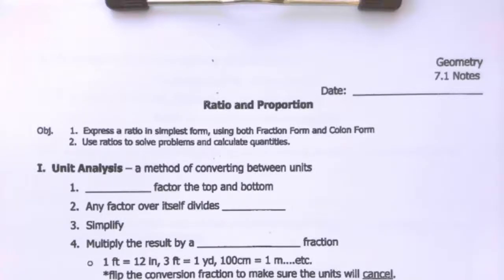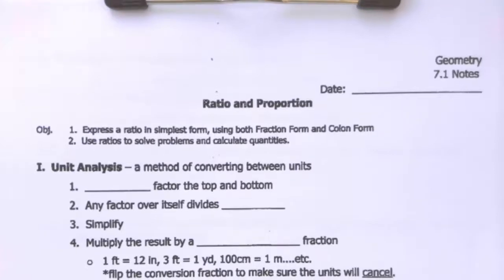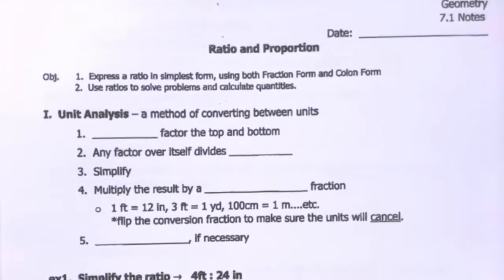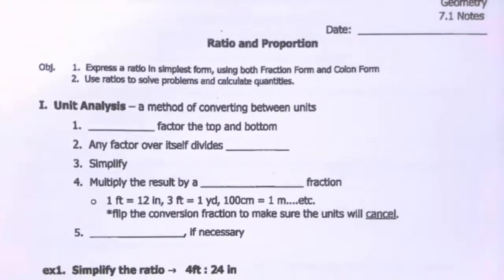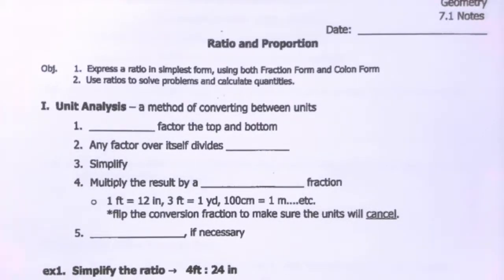Good afternoon. We are going to do the notes for 7.1, ratio and proportion. The first skill we are going to need to learn is unit analysis, which is a method of converting between units, meaning from feet to yards or pounds to ounces, those kinds of conversions.